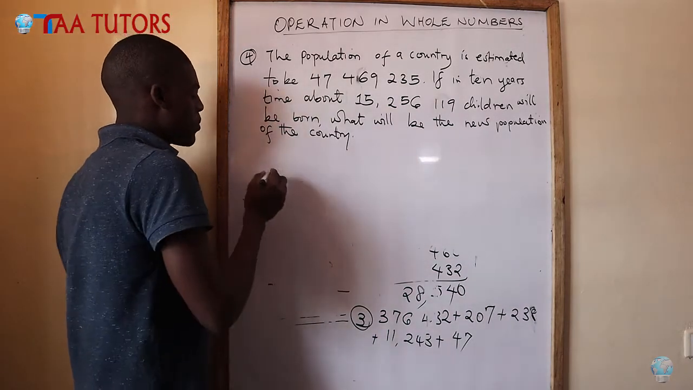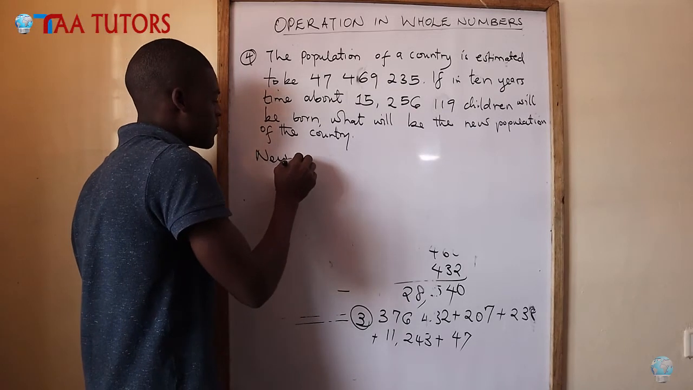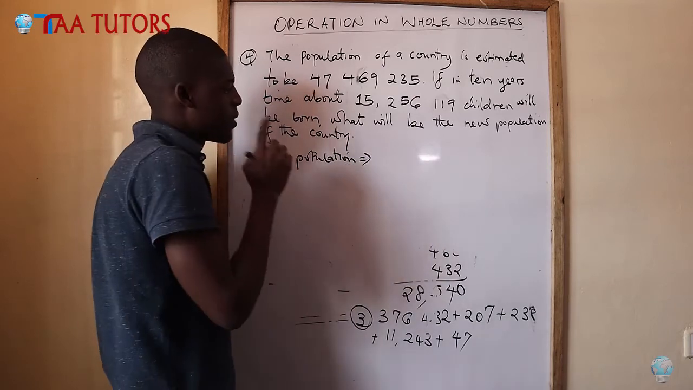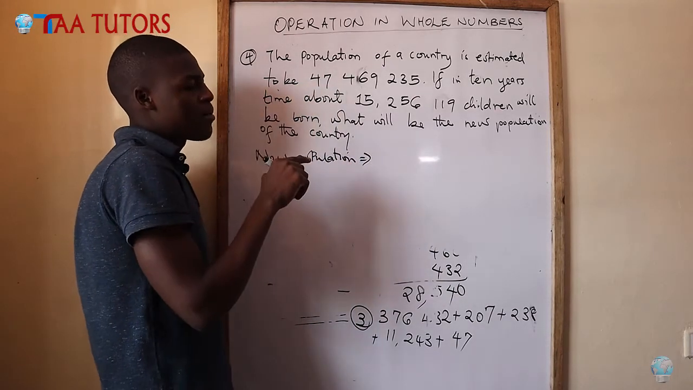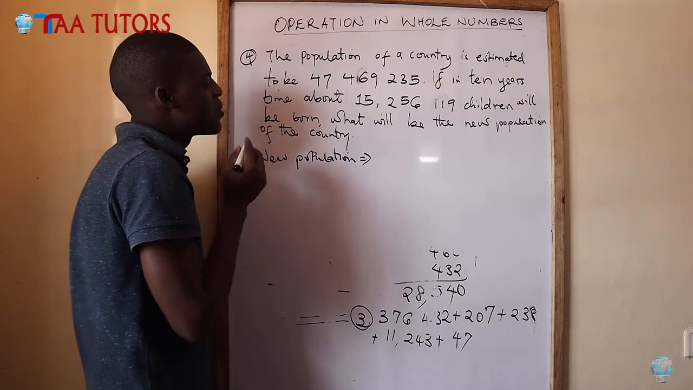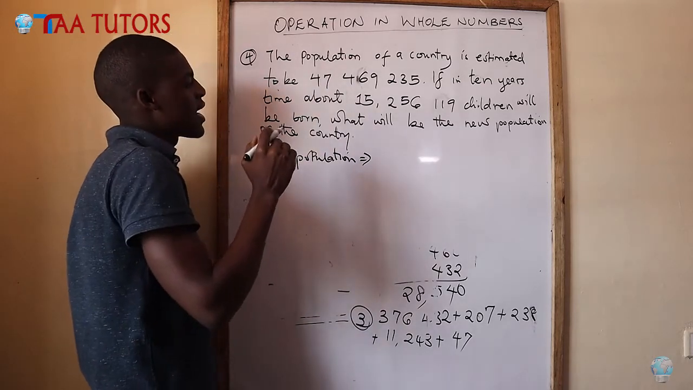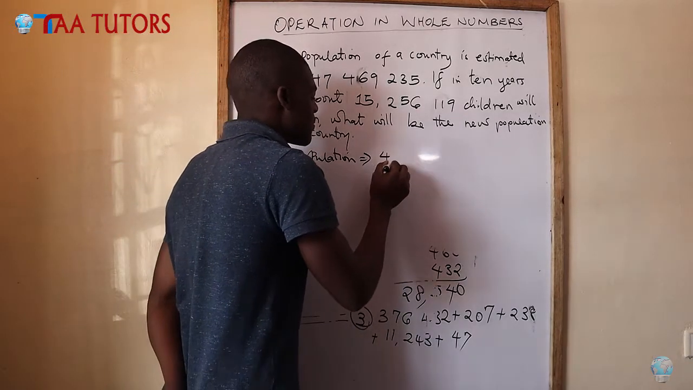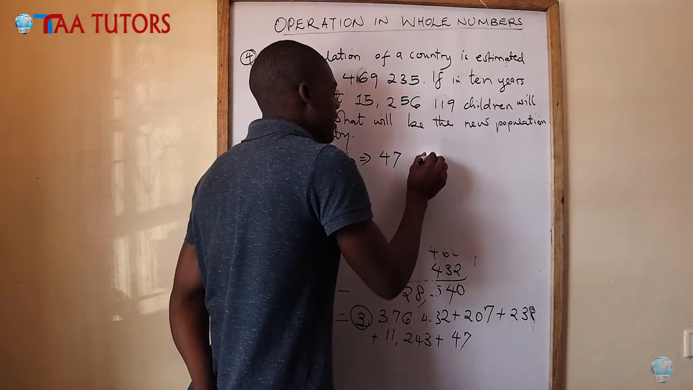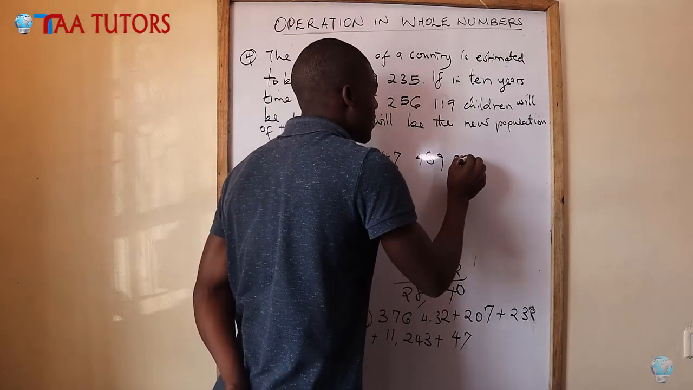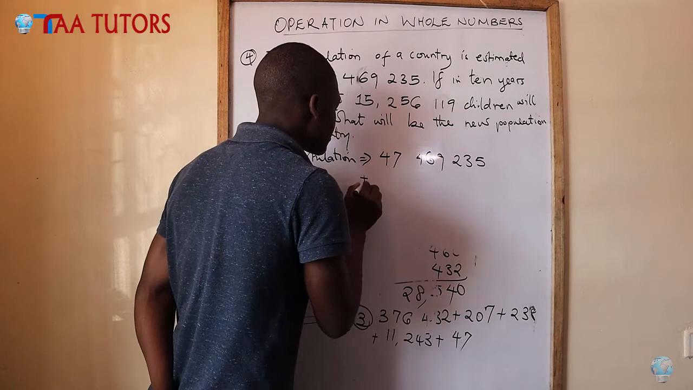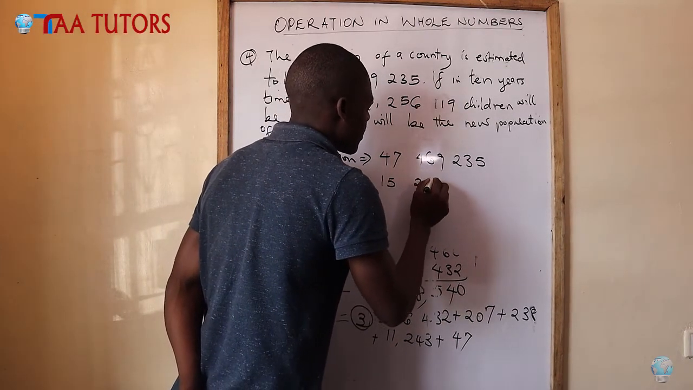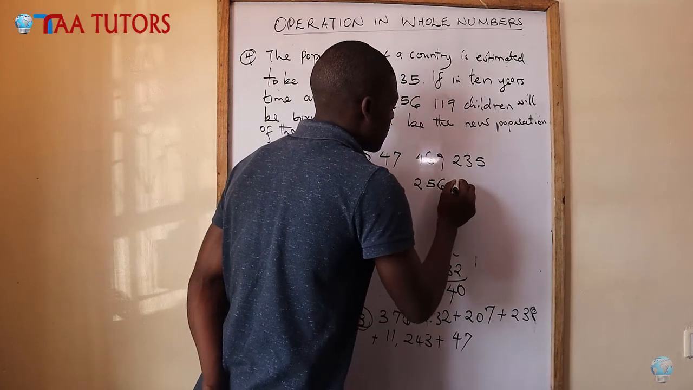Now we need to get the new population. For us to find this new population, we will have the existing number of people in that country added to the number of children which shall have been born within the 10 years' time. So we will have 47,469,235. We are adding it to 15,256,119.